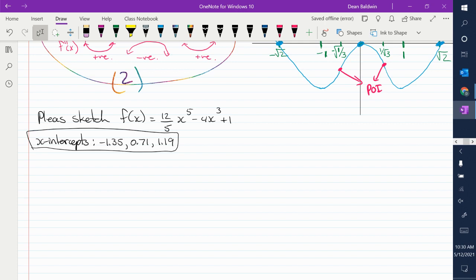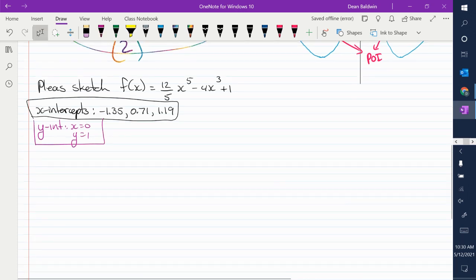All right. What do we do? So I've given you the x-intercepts. We can find the y-intercept, which is what? 1, because you put x is equal to 0, so you get 1. So you get y is equal to 1. There you go. 1 mark. Congratulations. All right. Next step.